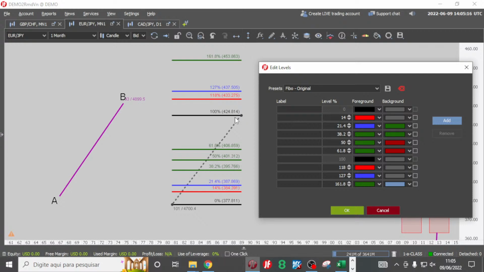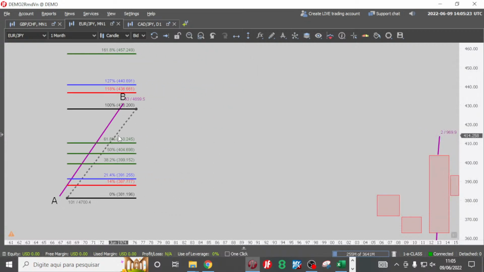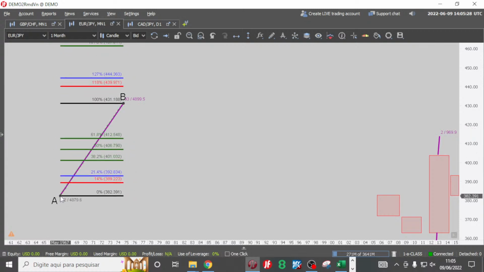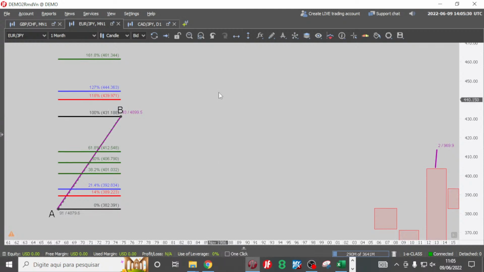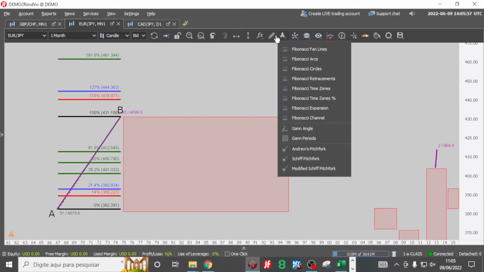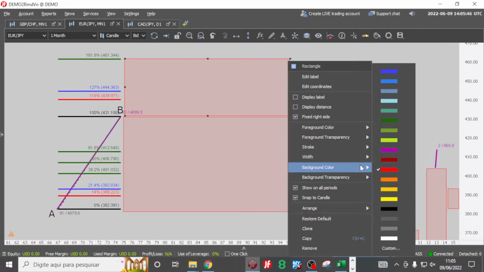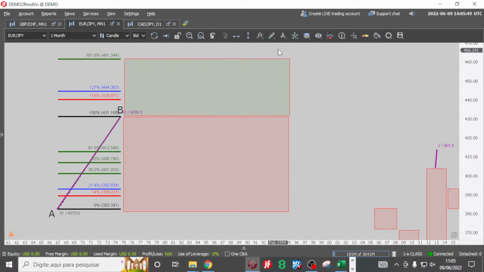And then we have 100, and then we have the extensions, right? So if this is our original Fibonacci from A to B, okay, A to B, so this is the retracement zone, and this is then the extension zone, and it goes for the down Fibonacci is exactly the same.